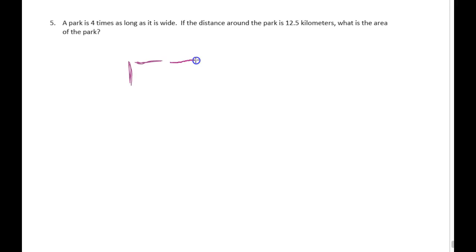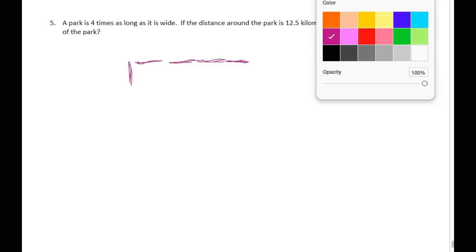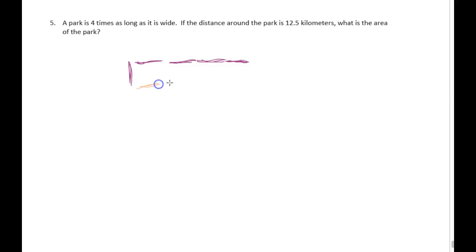1, 2, 3, 4 of them. So it's that long and that wide. Now I'm going to change colors just because I can. So here we go. So we know that these are going to be the same because it's a rectangle. So 1, 2, 3, 4 long, and this is how wide it is. It's one of those. The distance all the way around the park.